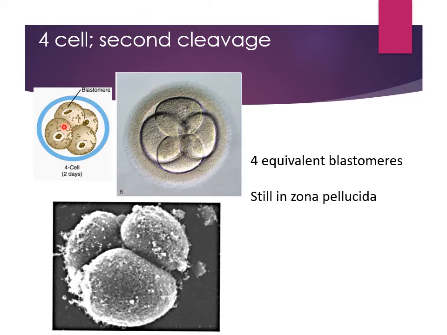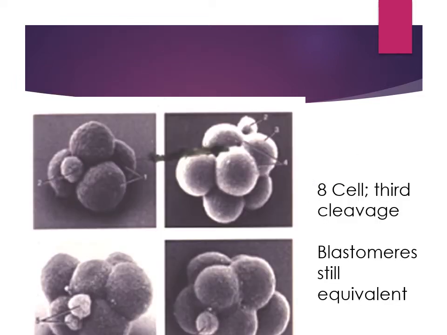Here is the 4-cell stage of the cleavage. 4 cells are formed here. The size is still the same. Each one is named a blastomere. Also here we have the zona pellucida, still the same. This is the 8-cell stage of cleavage. The blastomeres are equivalent in size.